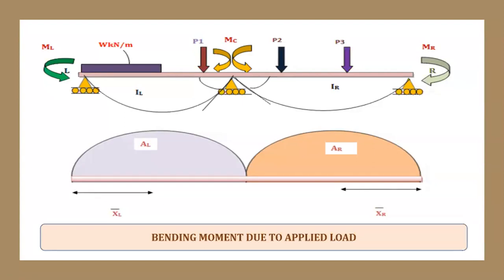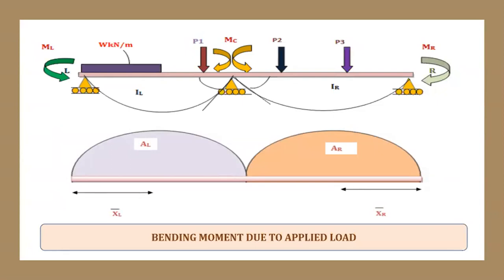AL we can calculate depending upon the shape of the diagram. XL is measured from the outside. XR is measured from the outside. The final XL and XR are measured from the outside. So after you complete this diagram, hello. Yes, sir. Completed, sir.